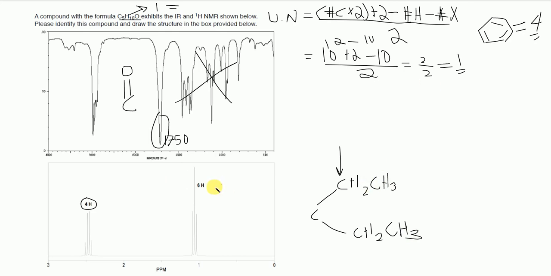Okay? So the integration number can be more than 3. And that means we have symmetry. Okay? So you have a CH2. They have the same symmetry. So together it's 4 hydrogens that correspond to this peak. Okay, and both of them are next to a CH3.